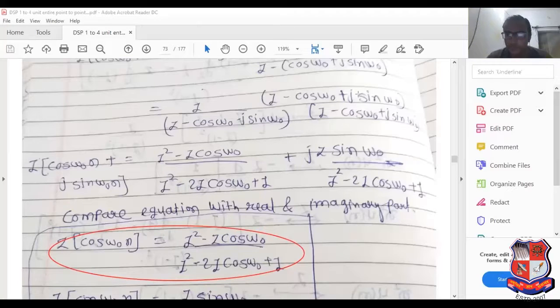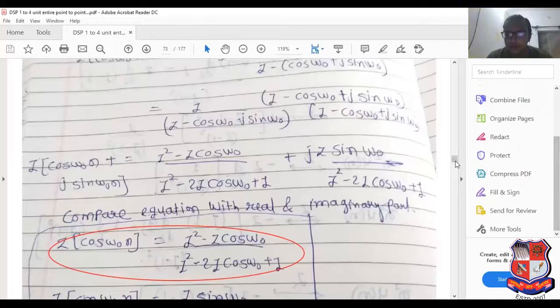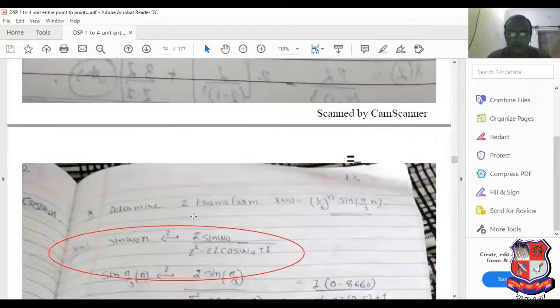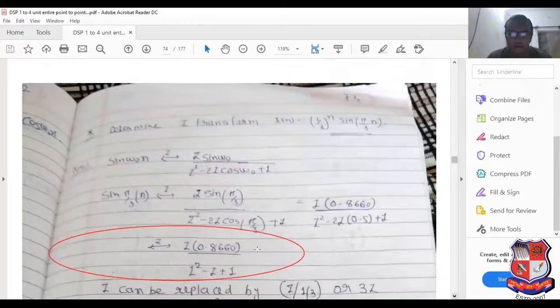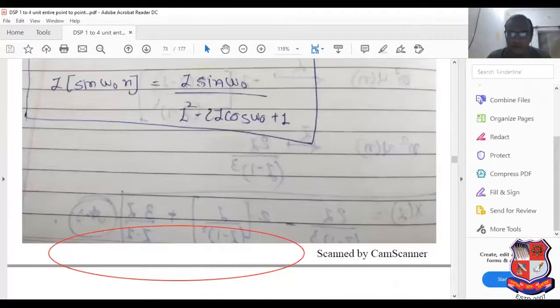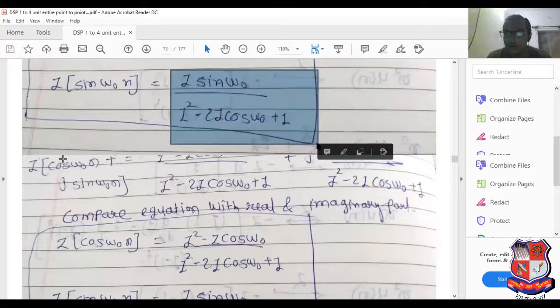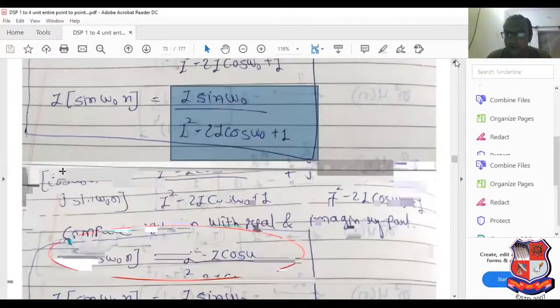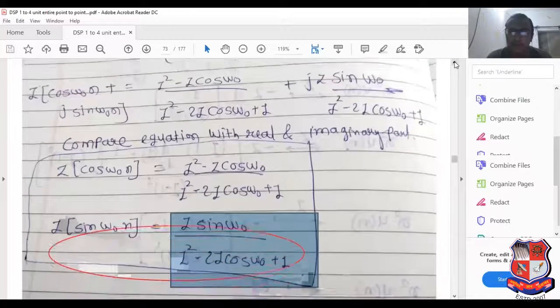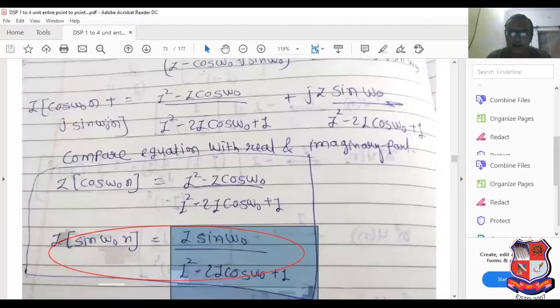And what is the answer? See here, it is for sine omega 0 n. Now see this, here this is the sine omega 0 n. Compare the real part and imaginary part with each other. It is the real part and it is the imaginary part. Clear that point? So based on that, we can get this formula for cos and sine.